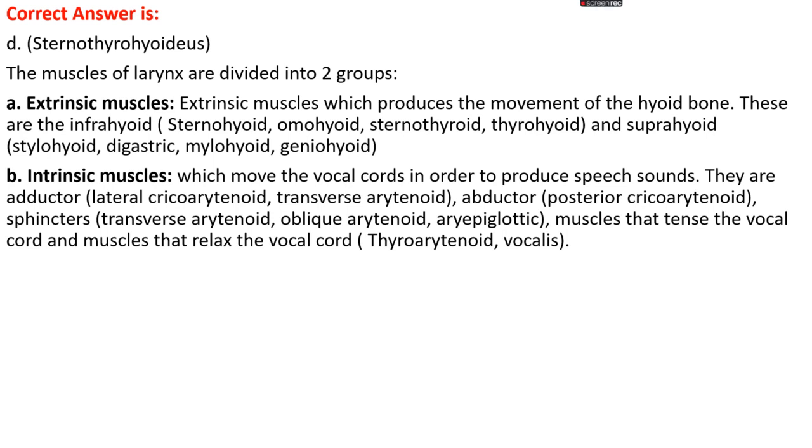Next are the intrinsic muscles, which are responsible for the movement of the vocal cord in order to produce speech sounds. They are adductors like lateral cricoarytenoids and transverse arytenoids, abductors like posterior cricoarytenoids, and sphincters, that is transverse arytenoids, oblique arytenoids, aryepiglottic. Muscles that tense the vocal cord and muscles that relax the vocal cord are mainly thyroarytenoids and vocalis.